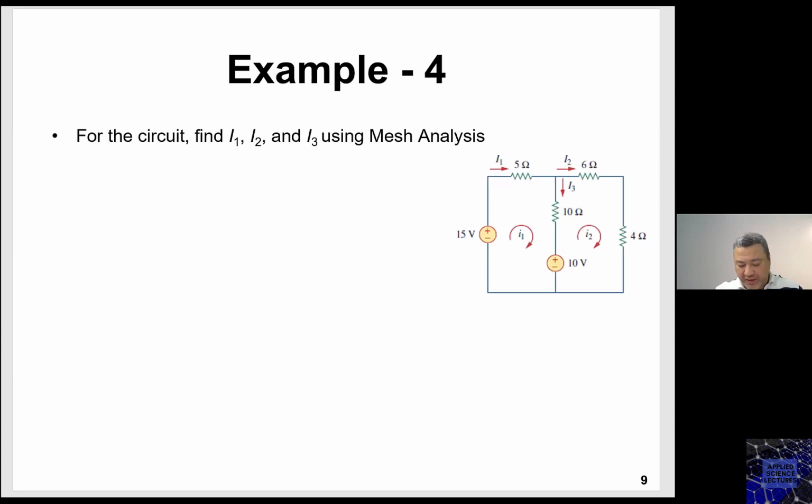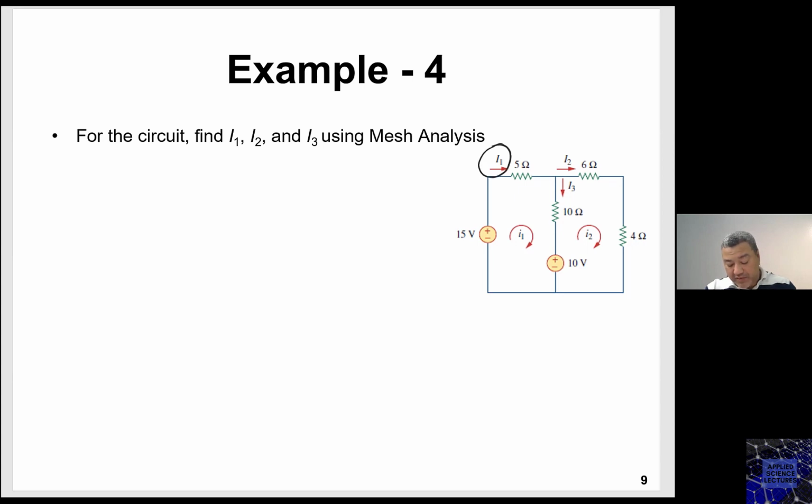Okay, so let's look at this example here. Here in this example, we don't have current sources. We have two meshes that were given to me, and I need to find the currents I1, I2, and I3 using the mesh analysis. Okay, so where are those currents I1, I2, and I3?